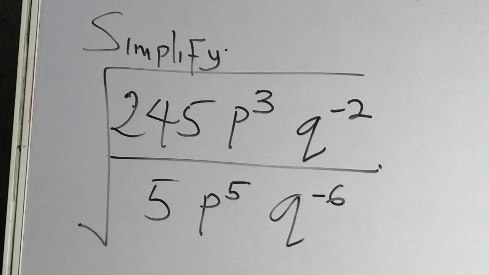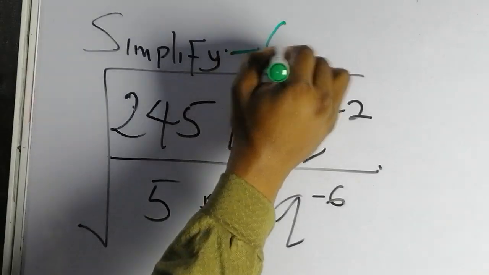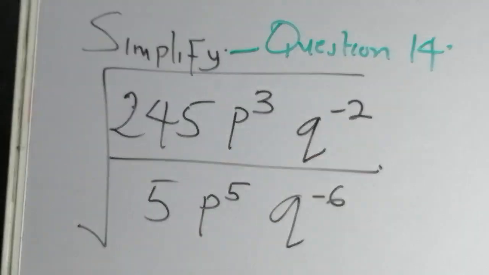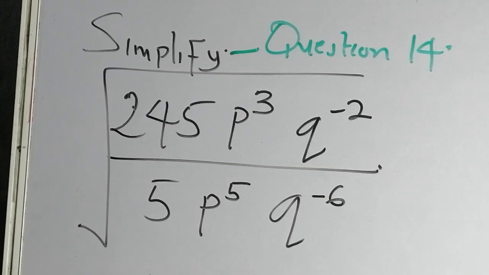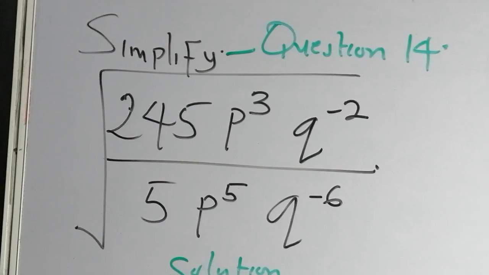Okay, so we are dealing with question 14, if I'm not mistaken. So what we're trying to do here is that they ask us to simplify, which is simple. So we have the square root of 245 p raised to the power 3 q raised to the power minus 2 over 5 p raised to the power 5 q raised to the power minus 6.